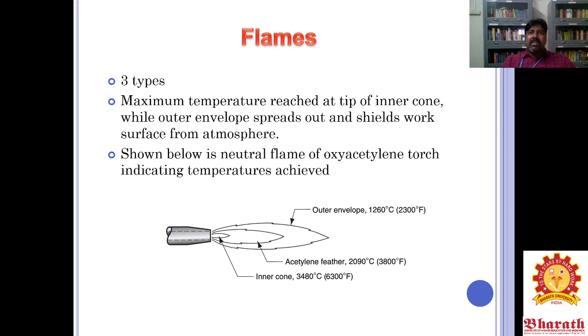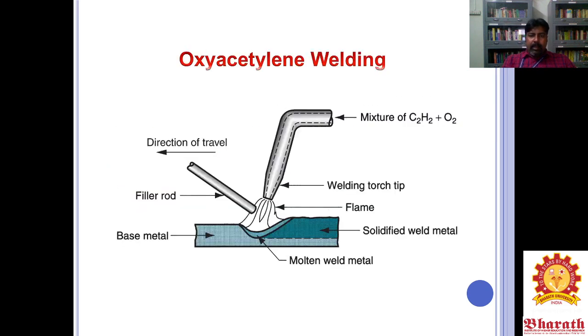Some techniques are there. One is leftward or forward welding, and the second one is rightward or backward welding. It depends on the technique and the torch angle, so we can follow any one of the techniques while we are doing that, right? And the same equipment we are using, right?